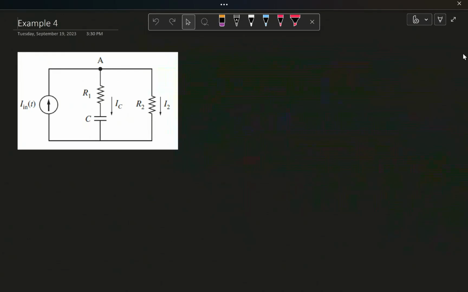Hi guys, welcome back. In this example, we are going to model a system with a current source. Let's get into it.